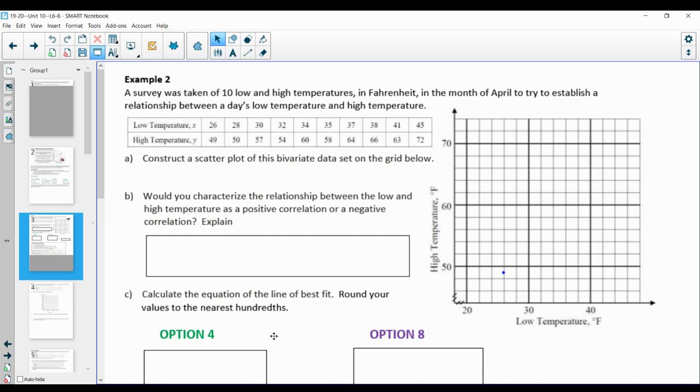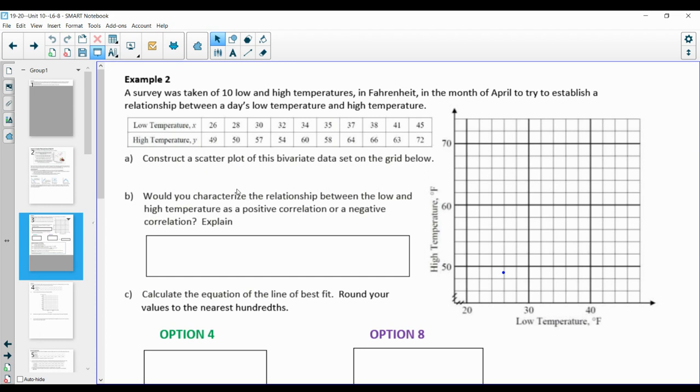Okay, so example 2, make sure you have your calculators with you. A survey was taken of 10 low and high temperatures in Fahrenheit in the month of April to try to establish a relationship between low temperature and high temperature. If you look here, we have our low temperatures. Those are going to be our X values. And here are our high temperatures or our Y values.